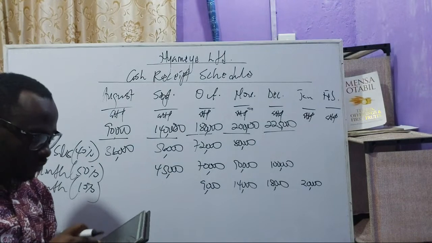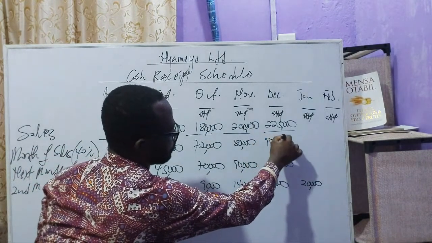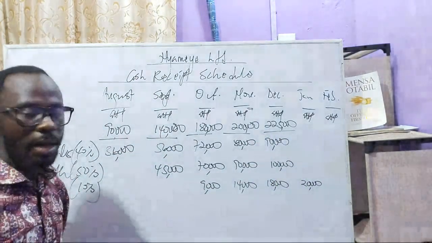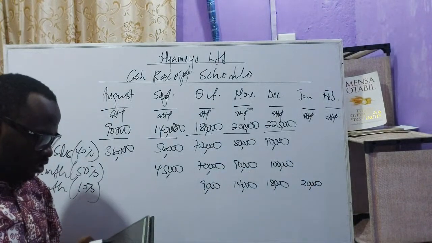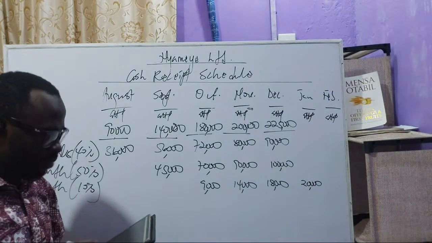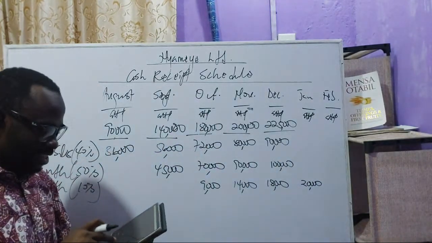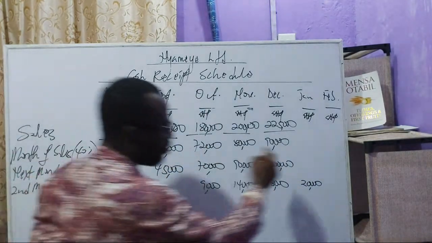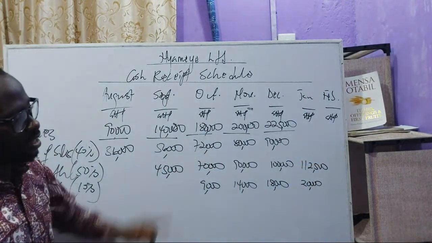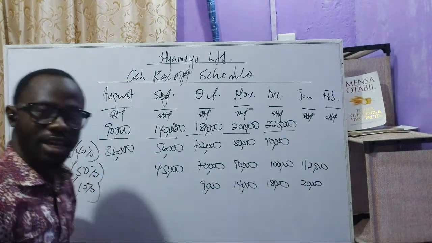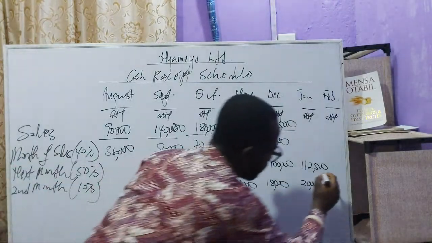So 0.4 by 225. That's 90,000 will be received in December. Then 50% will be received in January. Okay, so 50% of 225, that'll be 112,500. Sorry, I made a mistake earlier. That'll be received in January. Then 10% will be received in the month of February, and that is 22,500.